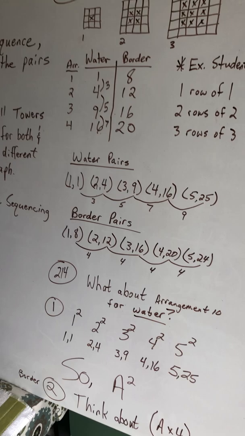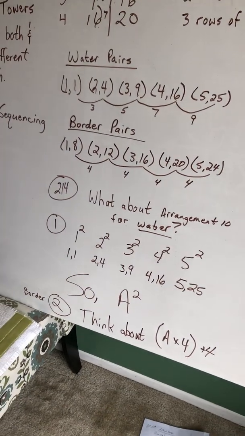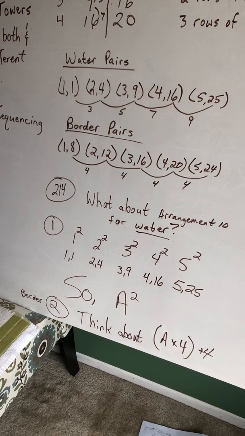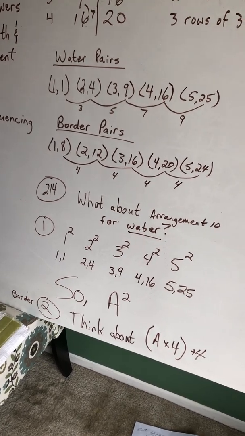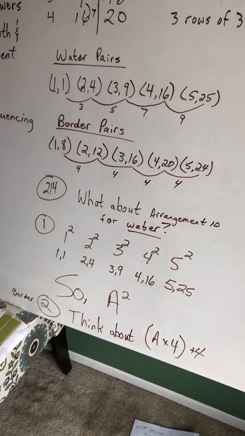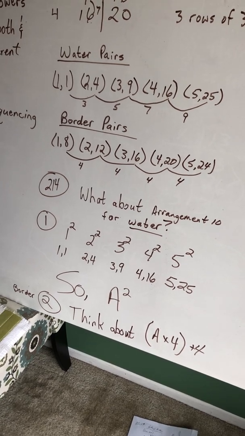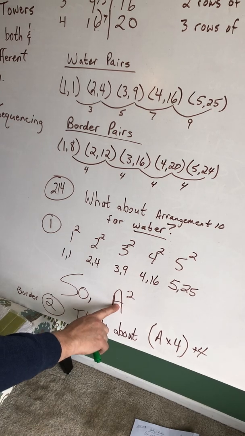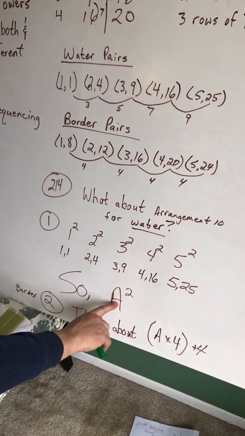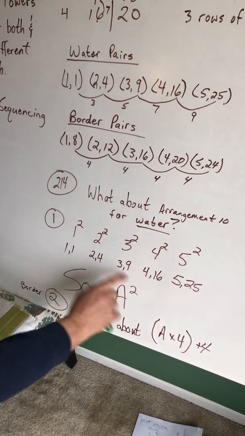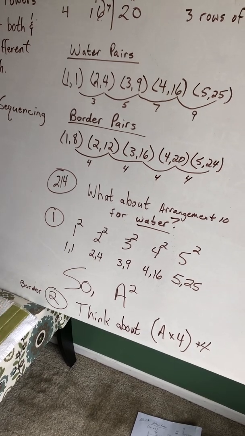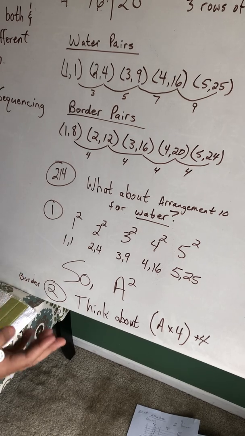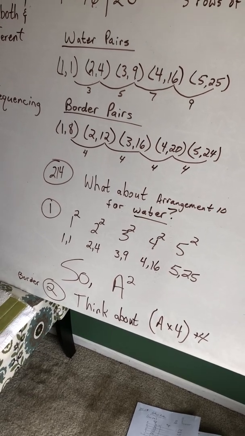So, if we look down here, they're going to start asking you questions like, well, if you know arrangement 1 through 5, what is arrangement 10 going to be for water? Well, remember our formula. If I stick in any arrangement squared, it's going to tell me how many tiles are used for water. So arrangement 10 is 10 squared, or 100 tiles, okay?